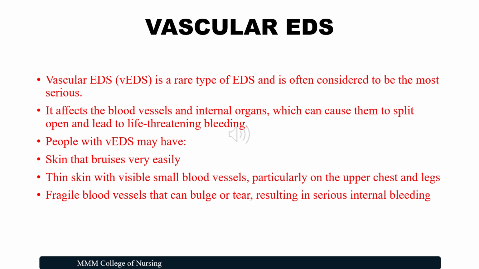Coming to vascular Ehlers-Danlos syndrome. Vascular Ehlers-Danlos syndrome is a rare type which is often considered the most serious one, because it affects the blood vessels and the internal organs, which can split open and lead to life-threatening bleeding. People with vascular Ehlers-Danlos syndrome may have skin that bruises very easily, and thin skin with visible small blood vessels, particularly on the upper chest and legs. Fragile blood vessels can bulge or tear, resulting in serious internal bleeding.